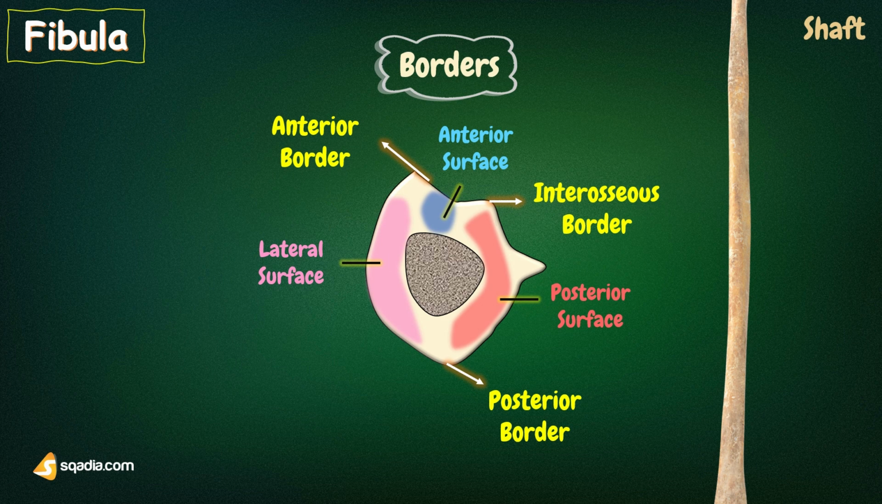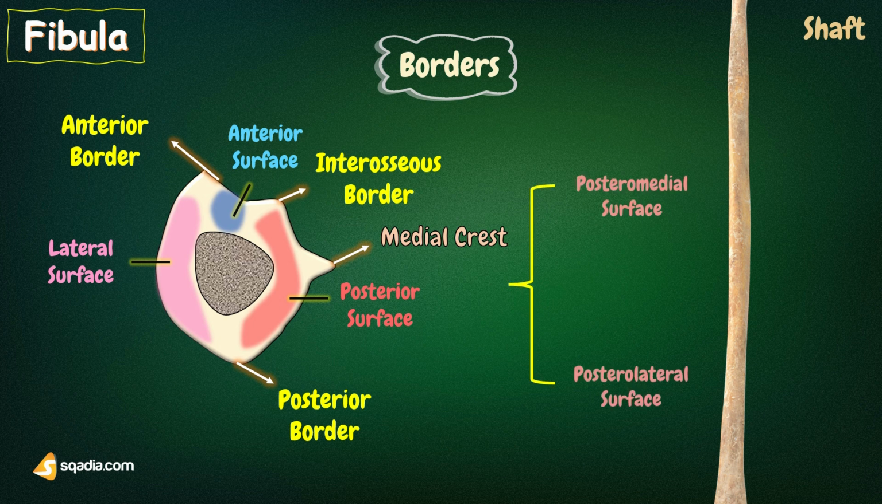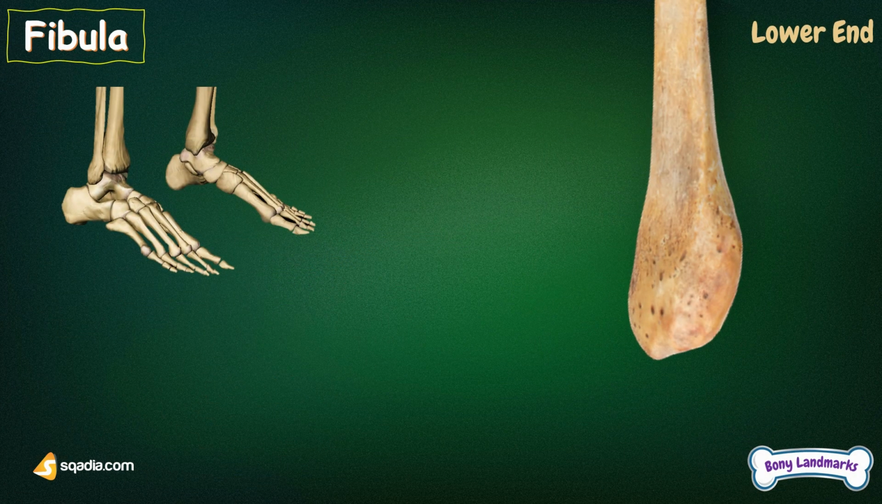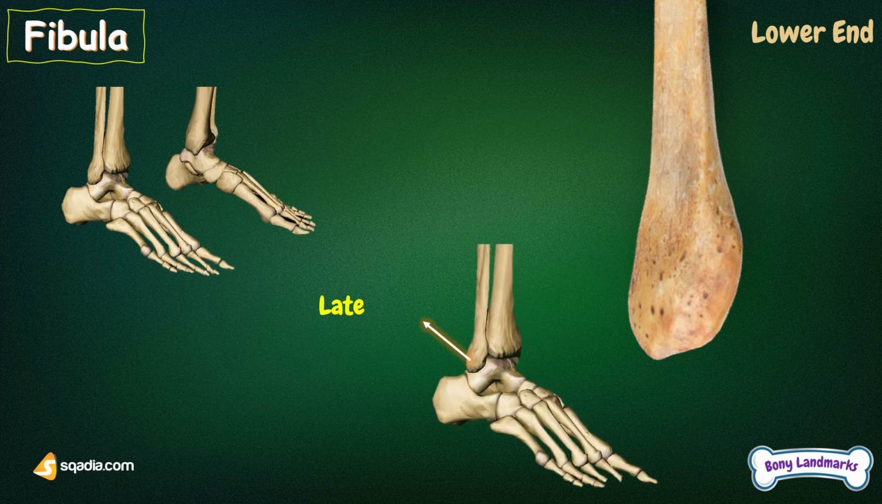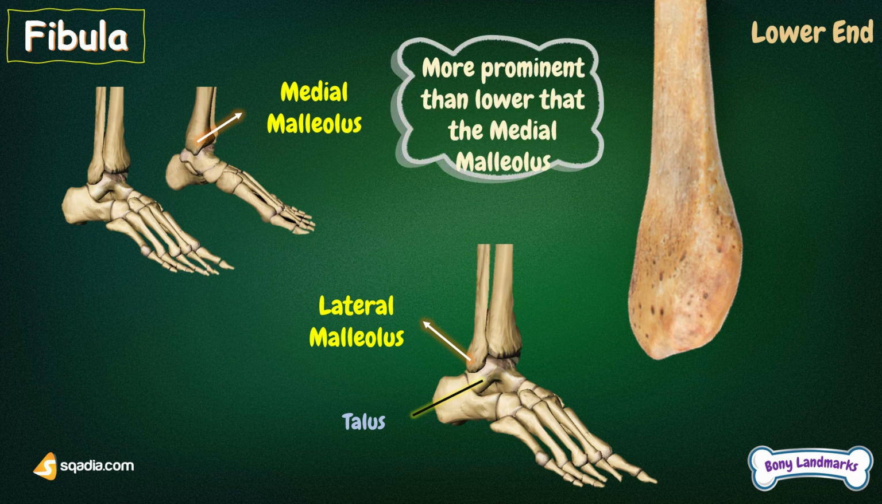The posterior surface is the largest of the three surfaces. It lies between the interosseous and posterior borders. In its upper two-thirds, it is divided into two parts by a vertical ridge called the medial crest. As for the lower end of the fibula, it is prolonged to form the lateral malleolus. The lateral malleolus is subcutaneous and can be felt and seen at the lateral aspect of the foot. Its medial surface articulates with the talus.